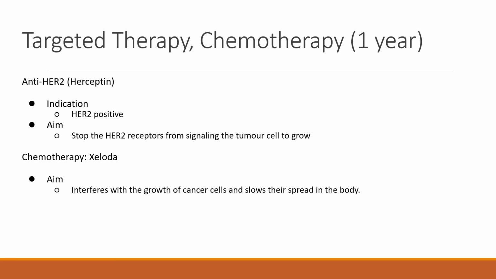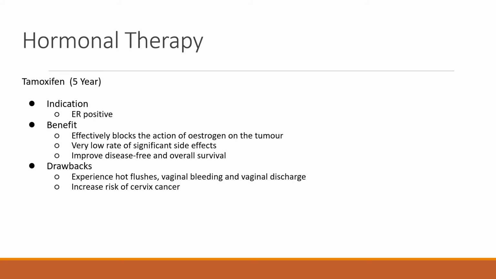After radiotherapy, patients receive target therapy, chemotherapy for 1 year, and hormonal therapy for 5 years. Target therapy, which is also called anti-HER2 therapy, is prescribed to the patient as she is HER2 positive. Herceptin, which is a monoclonal antibody, can suppress the overexpression of the HER2 gene and stop the HER2 receptors from signaling tumor cells to grow. And Xeloda, which is a chemo drug, can interfere with the growth of the cancer cells and slow their spread in the body.